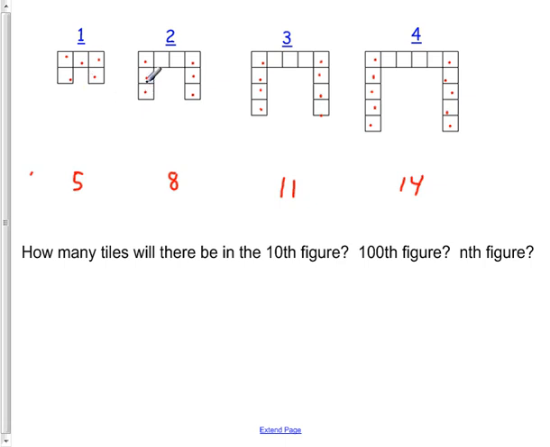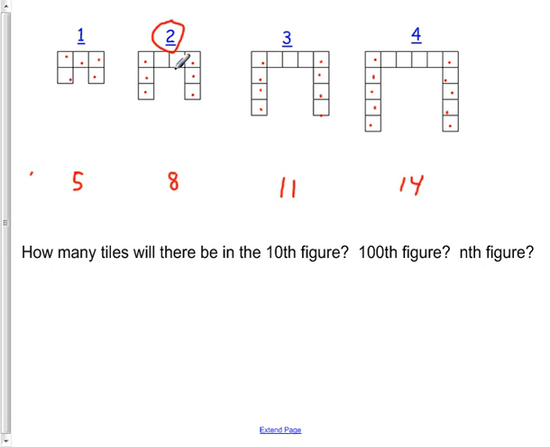Here, there are 2 towers of 3, and then 2 in the middle. On the third one, looks like there are 2 towers of 4, and then 3 in the middle. On the fourth, there are 2 sections of 5, and then 4 in the middle. So if you noticed, these side sections are always 1 bigger than whatever term it is.